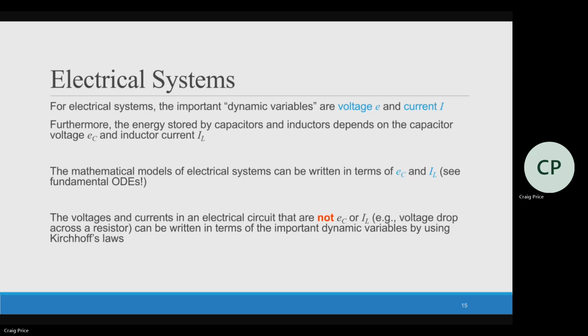So basically, and this is the last one, which I think is pretty important, the voltages and currents that are not one of those, because of the way that they store energy: inductor stores it in the current, capacitor stores it in the voltage. Anything that's not those two, such as the voltage drop across a resistor, E sub R.